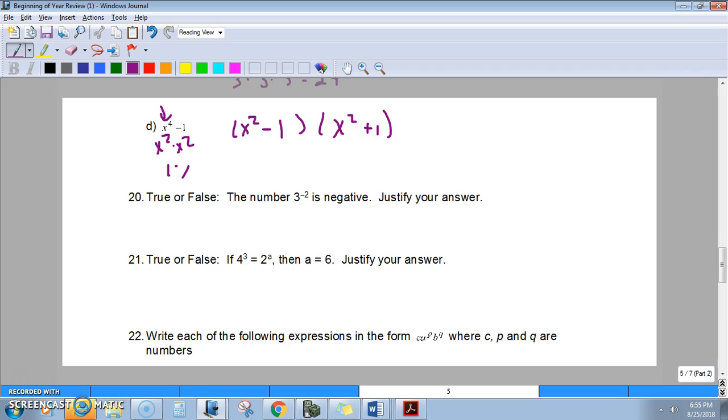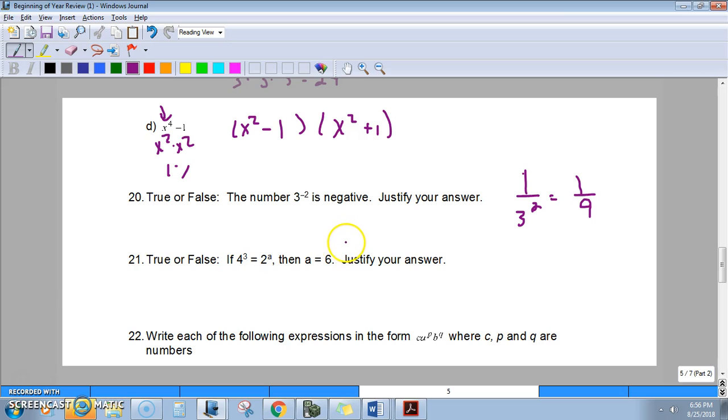True or false? The number 3 to the negative second power is negative. Well, let me just show you what it is, and you tell me and justify the answer. 3 to the negative second power is really 1 over 3 squared, which is really 1 over 9. Is that positive or is that negative?